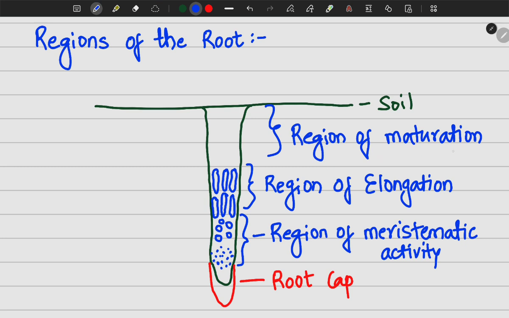Now as we can see in the name maturation, here the cells which are elongated differentiate and mature in the region of maturation. So the cells become specialized in the region of maturation. And one more characteristic of the region of maturation is that the epidermal cells of this region form thread-like structures, which are very thin and delicate. They form thread-like structures, and these structures are called root hair.